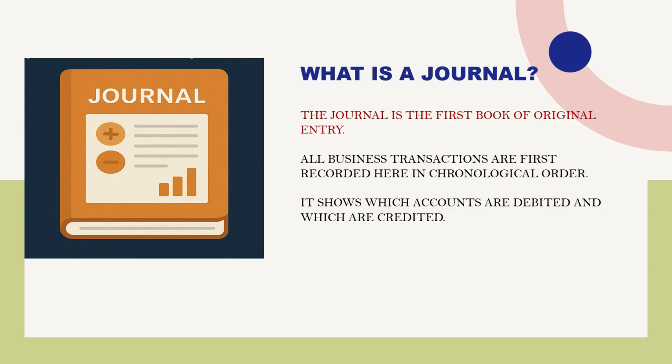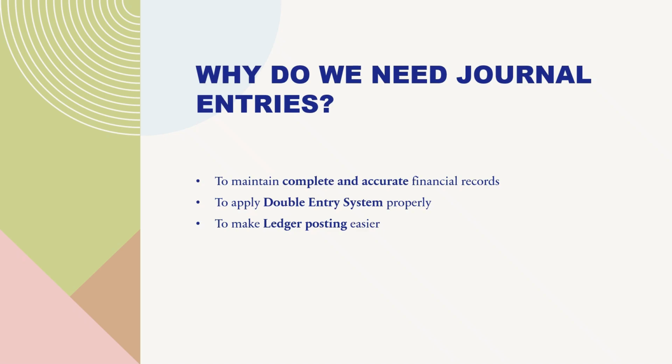Here I am to explain what a journal is. Journal is the first book of original entry. That is why it is called the original book of entry. All the transactions are recorded here in chronological order. So whenever any transaction is identified, it will be recorded here first.